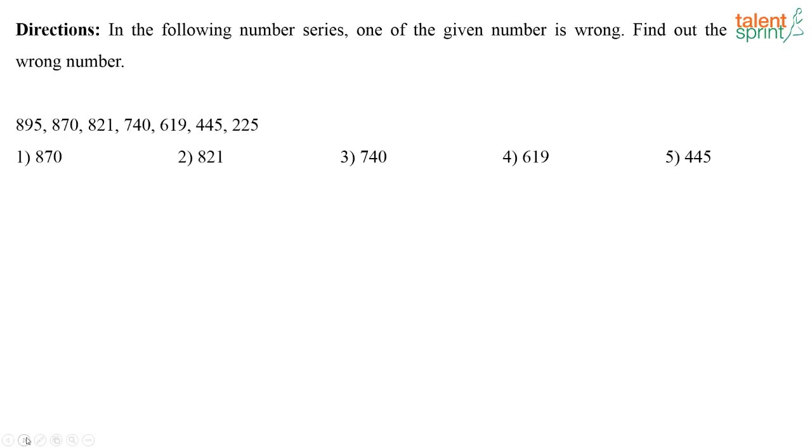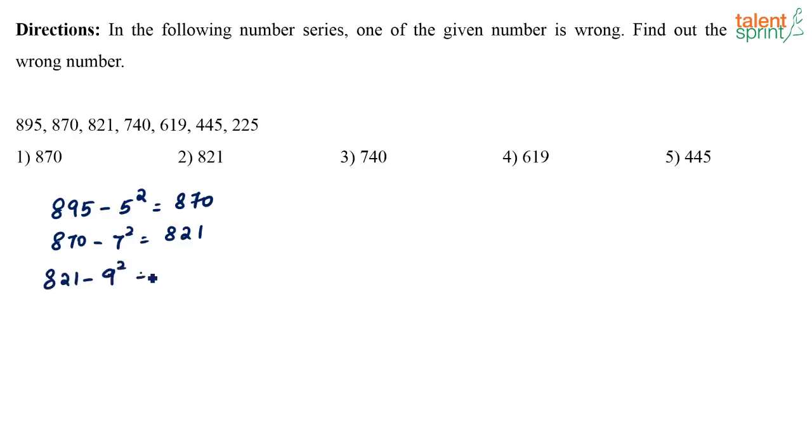Next: 895, 870, 821, 740, 619, 445, 225. Again, find out the wrong number. So what is the logic that is followed here? 895 minus 5 squared is equal to 870. 870 minus 7 squared is equal to 821. 821 minus 9 squared is equal to 740. 740 minus 11 squared is equal to 619.